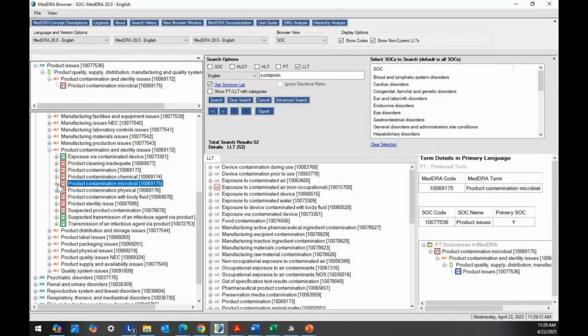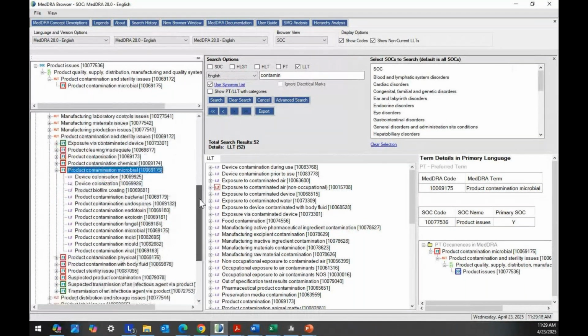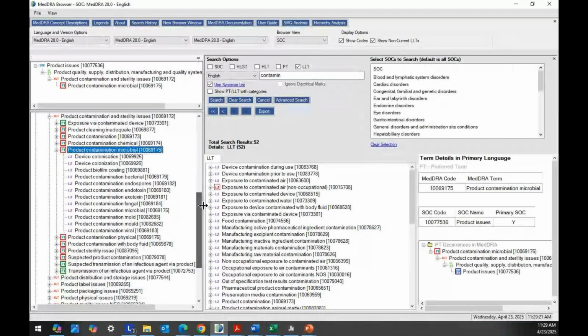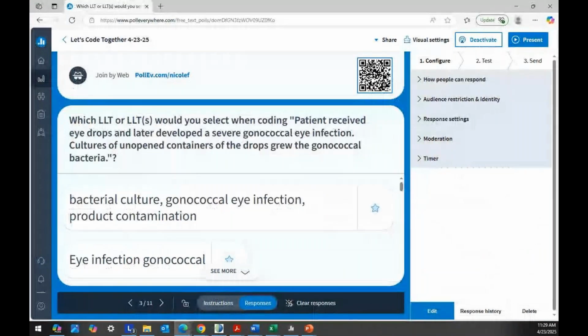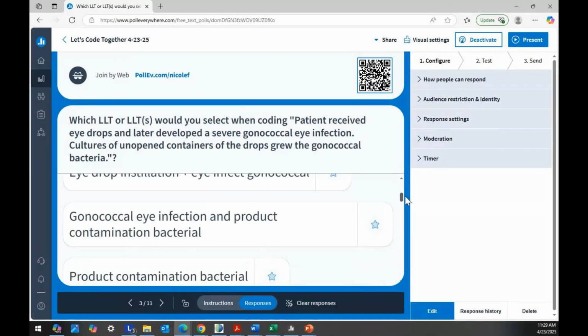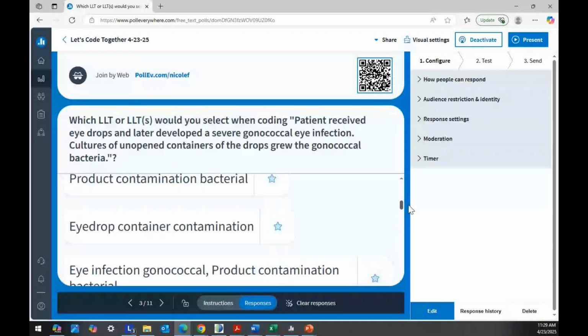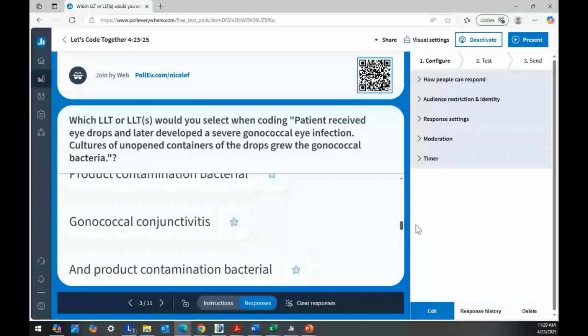Let's open that up because my product grew gonorrhea, right? It's a type of bacteria. And here I see exactly what I'm looking for in the LLT, product contamination bacterial. That's the second LLT I would choose, which someone very rightly picked in the poll. I did see someone pick that LLT, so very good. So that's two LLTs. When we look at the verbatim again, we see that we captured the eye infection, gonococcal. We captured the fact that there was a microbial contamination of the product.